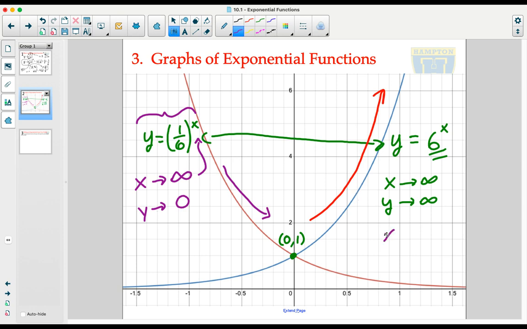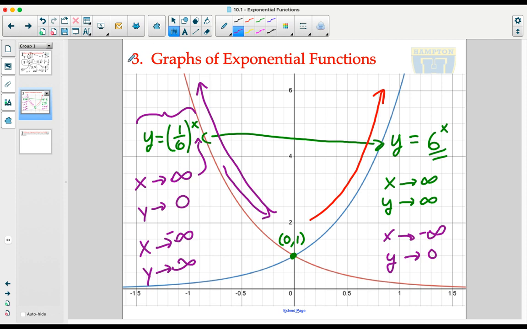If you send this to negative infinity and you think about smaller and smaller values of x, that's where you're going to get your 0, because then it'll turn into division. And as this goes towards negative infinity, that's where you're going to get this shockingly large growth that's reflective of y equals 6 to the x.